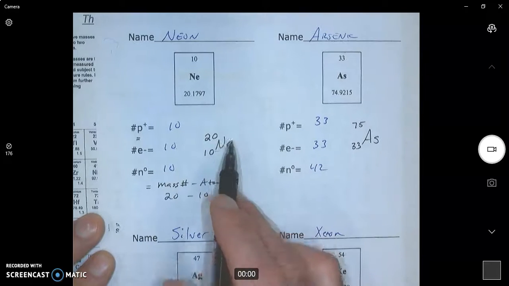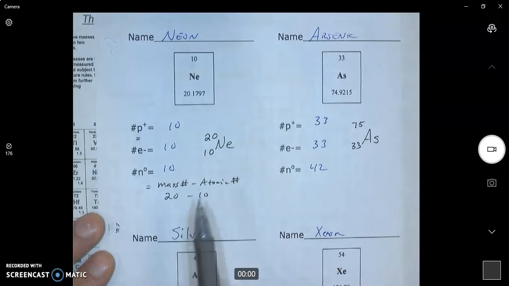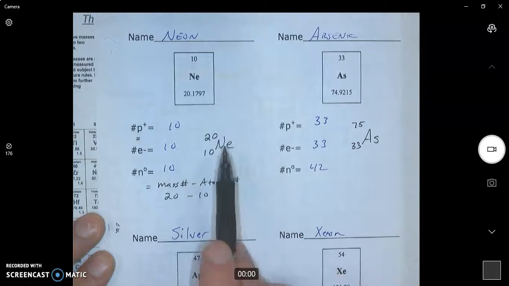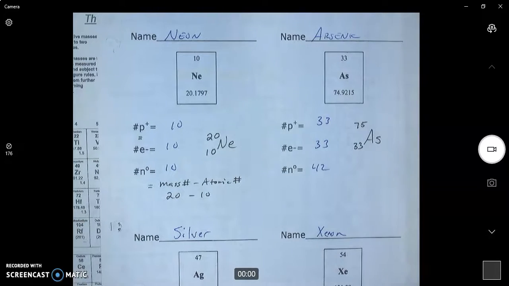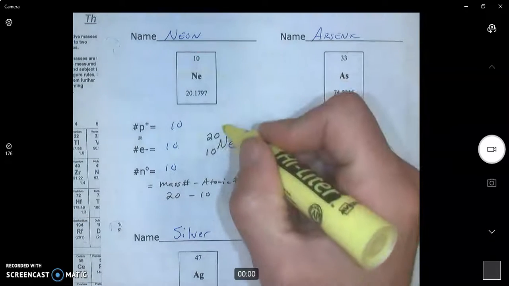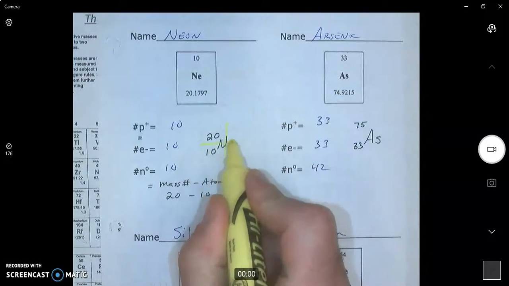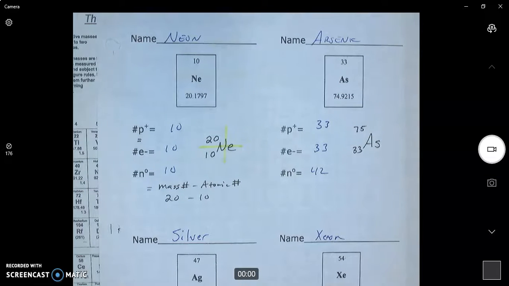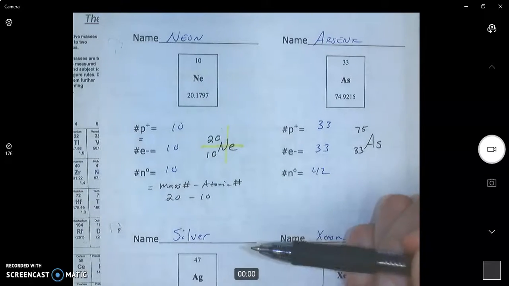We can write all of this information in what we call the nuclear symbol by placing the element symbol at what we would picture as the center of a clock face. And then in the top left quadrant, we put the mass number. In the bottom left quadrant, we put the atomic number.